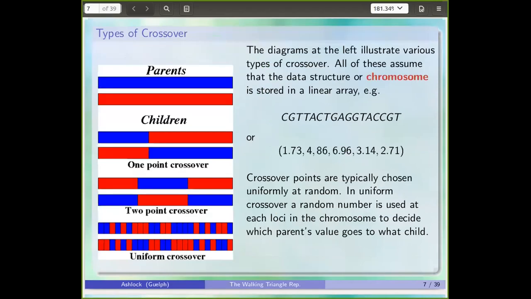And so to give you an idea of what the choices are like, if the parent and the child had some sort of linear structure like DNA or a list of real parameters, which is what I'm interested in today, then you could exchange a tail, a middle segment, or for every entry in the genome, you could flip a coin to decide which parent contributes what information to which child.